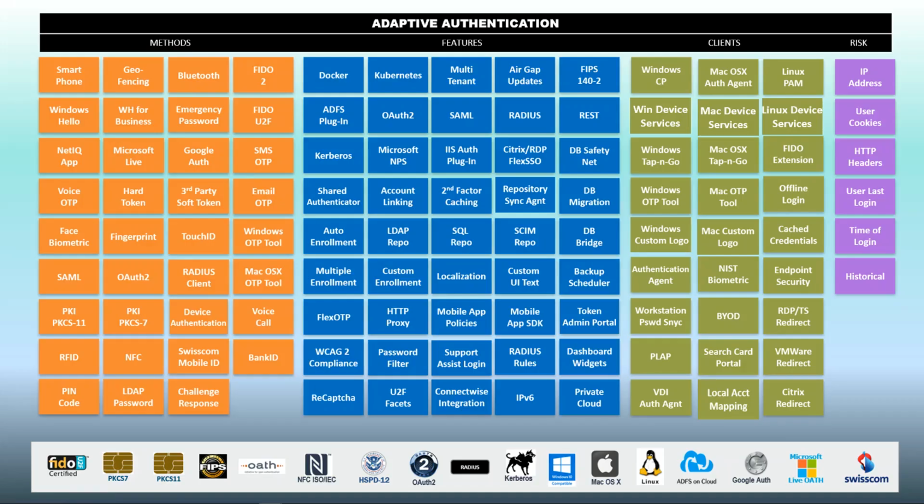This slide shows a broad spectrum of the methods we support, additional features we can integrate with, and our various client capabilities. We're also showing the available risk services in purple on the far right, which are available since version 6.3. On the left in orange, you can see the methods we support out of the box, such as smartphones, or Google Authenticator, or soft tokens, or a variety of other different methods.